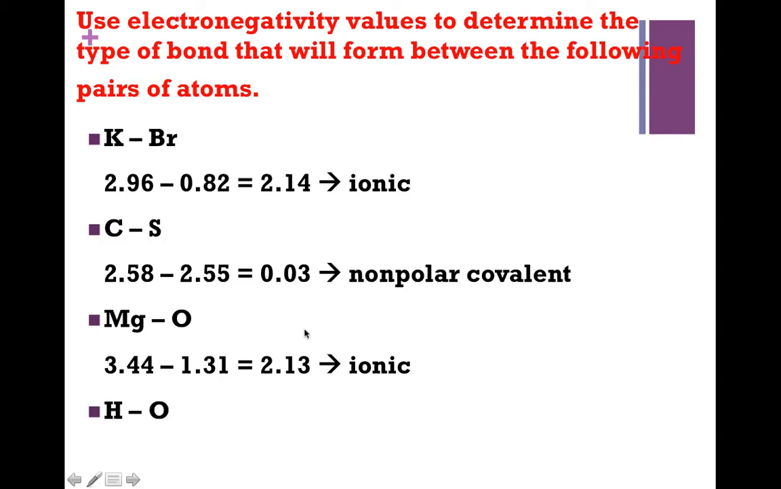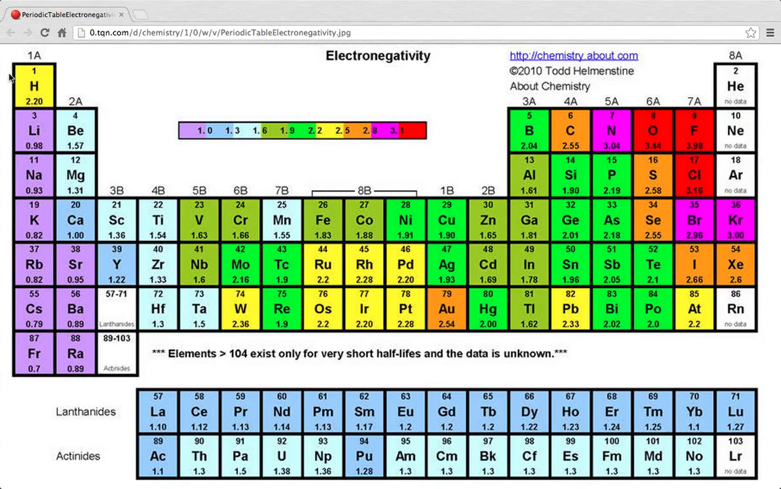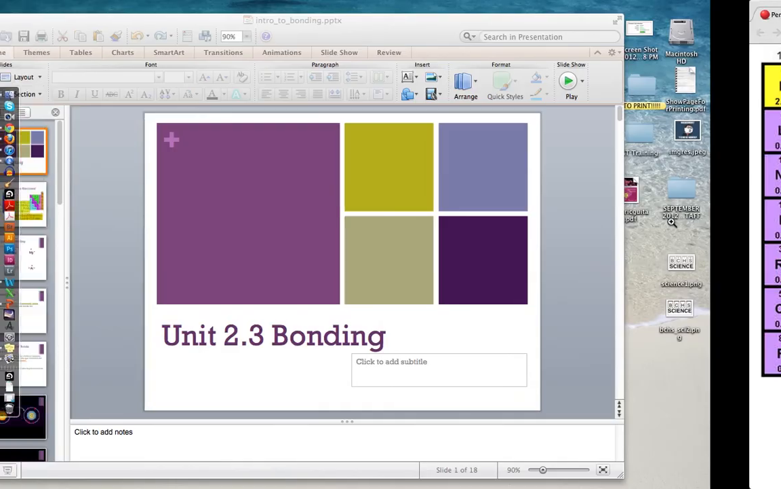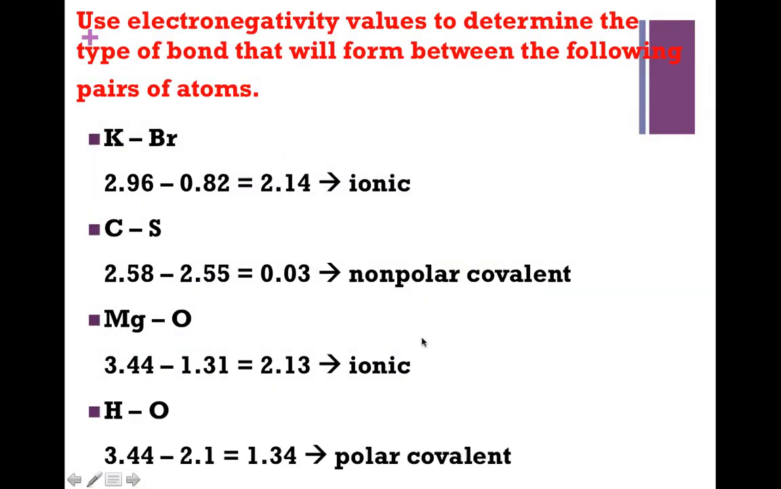Okay, last one. How about hydrogen and oxygen together? Okay, this is a hydroxide bond. So again, let's go look. Hydrogen is 2.20, oxygen is 3.44. So when we come back, we're going to take 3.44 minus 2.1, and we get 1.34, which falls in the polar covalent, which is going to make a lot of sense because hydroxide is going to be a base of water, and water is also polar. So there we go.